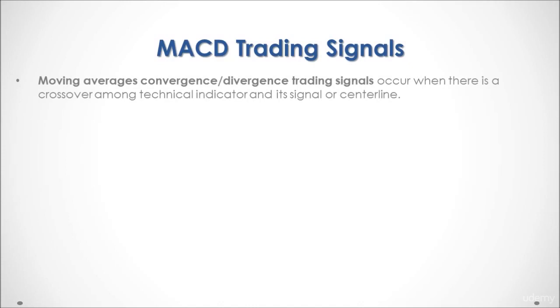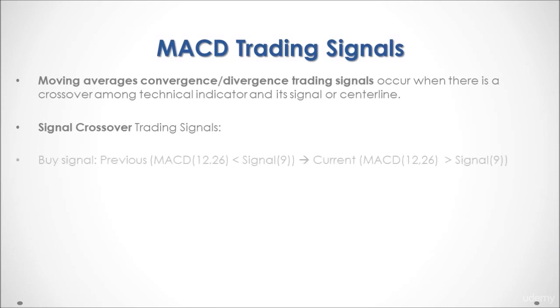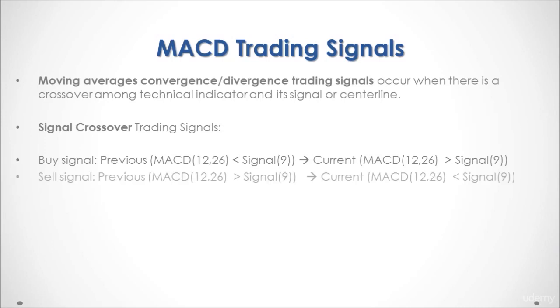Moving average convergence divergence trading signals occur when there is a crossover between the technical indicator and its signal or center line. Therefore, we first have the signal crossover type of trading signals, in which we have a buy signal if the previous MACD was less than its signal, and then the current MACD is greater than its signal. On the other hand, we have a sell signal if the previous MACD was greater than the signal, and the current MACD is less than its corresponding signal.